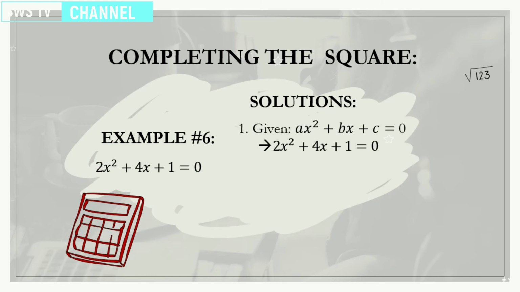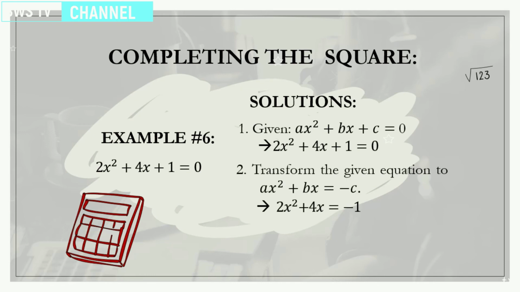Last example, we have 2x squared plus 4x plus 1. Again, since it's already positive, we will not transform it into positive because it's already positive, your a. So what we will do is transform the given equation, transfer 1 to the right side. Plus 1, that will become negative 1. 2x squared plus 4x is equal to negative 1.